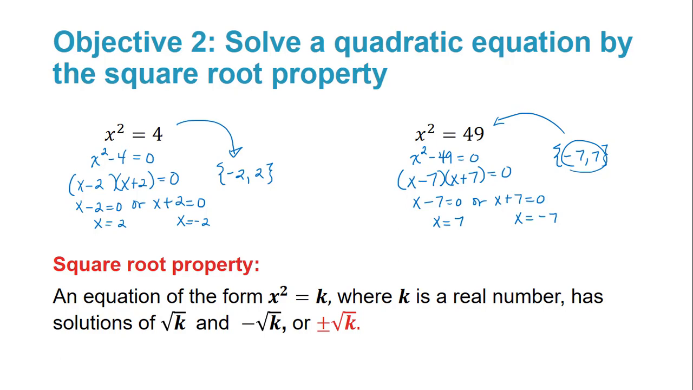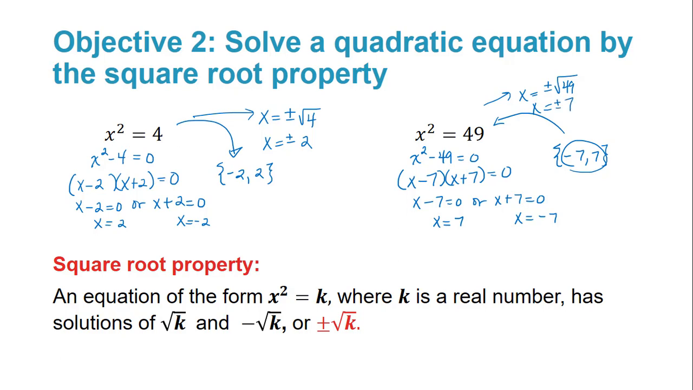So an equation of the form x squared equals k, where k is a real number, has solutions of square root of k and negative square root of k, which we can write in a compact form as plus or minus the square root of k. So applying this property, if I saw the equation x squared equals 4, I could simply say x has to be plus or minus the square root of 4, which is plus or minus 2. In like fashion, x squared equals 49 would tell me that x has to be plus or minus the square root of 49, or plus or minus 7.